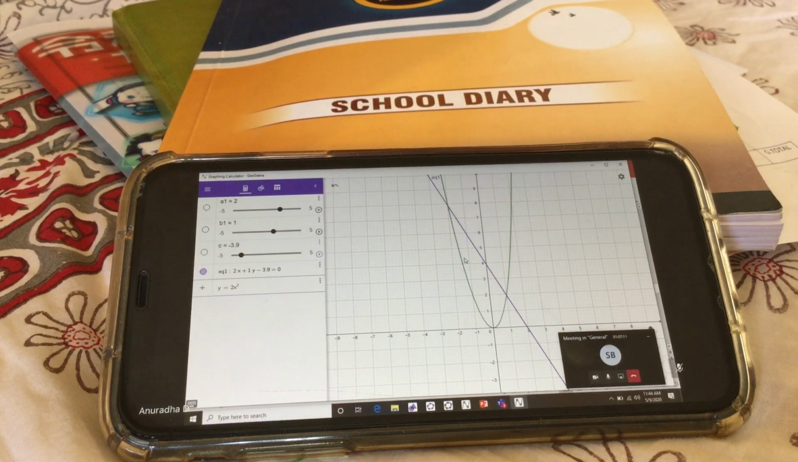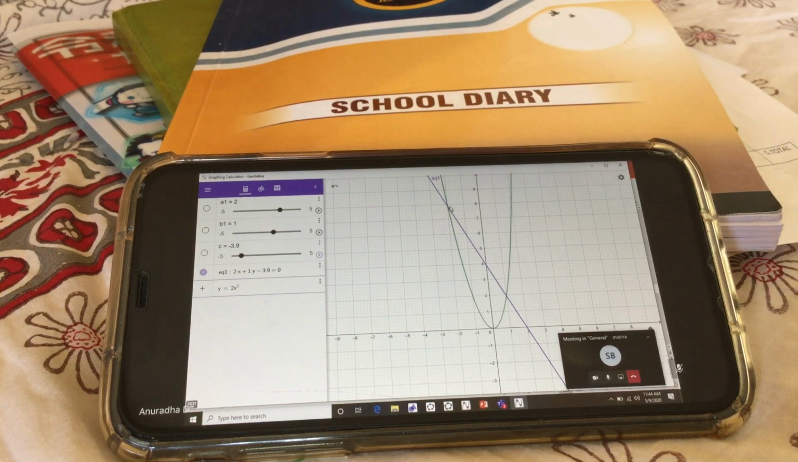Again, you can click intersect, you can click the parabola and the line. It is going to get you this point and this point. Actually you can write any equation, cubic, anything, and you can also talk about the roots of the equation, zeros of the polynomial. All that is possible with your GeoGebra graphing tool. So can we move on?